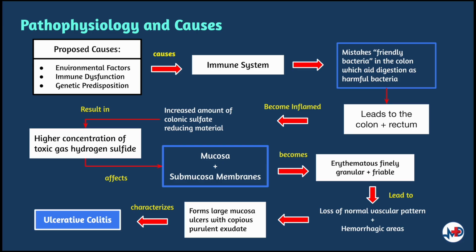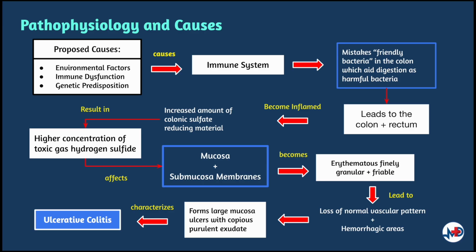In ulcerative colitis, a leading theory is that the immune system mistakes friendly bacteria in the colon, which aid digestion, as a harmful infection, leading to the colon and rectum being inflamed. An increased amount of colonic sulfate-reducing bacteria has been observed in some people with ulcerative colitis, resulting in higher concentrations of the toxic gas hydrogen sulfide.